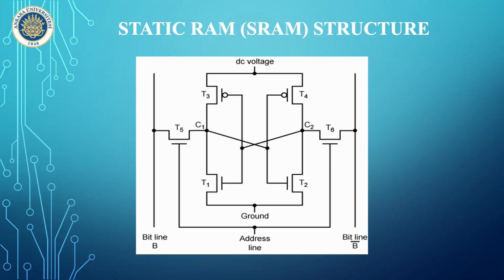Its structure is more complex, so it's larger and more expensive, but on the other hand, it's much faster. SRAM is primarily used for cache memory, which sits between the CPU and main memory to improve overall performance.